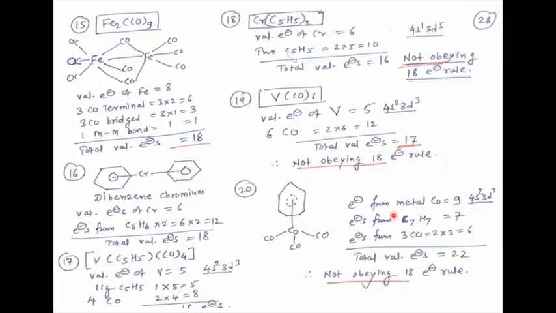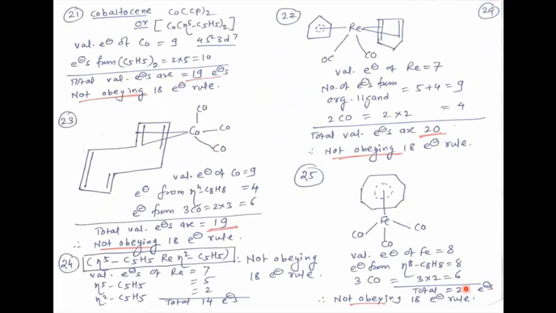Next one, here the C7H7 group attaches to cobalt. Similarly, cobalt is attached to 3 carbonyl groups. Now start the calculation. Metal cobalt has 9 electrons, 4s2 3d7 configuration. The C7H7 ligand donates 7 electrons and 3 carbonyls donate 6 electrons. In this way the total becomes 9 plus 7 plus 6, 22, not obeying the 18 electron rule.